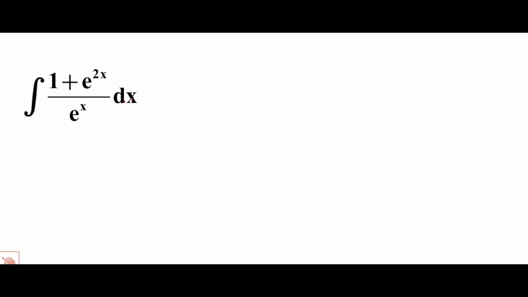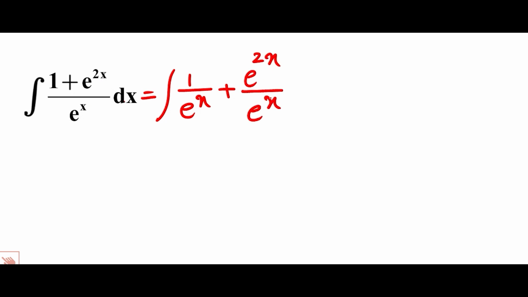Next, the integral of 1 plus e to the 2x over e to the x dx. Let's break the fraction apart. So we have the integral of 1 over e to the x plus e to the 2x over e to the x dx. So we have the integral of 1 over e to the x equals e to the negative x.